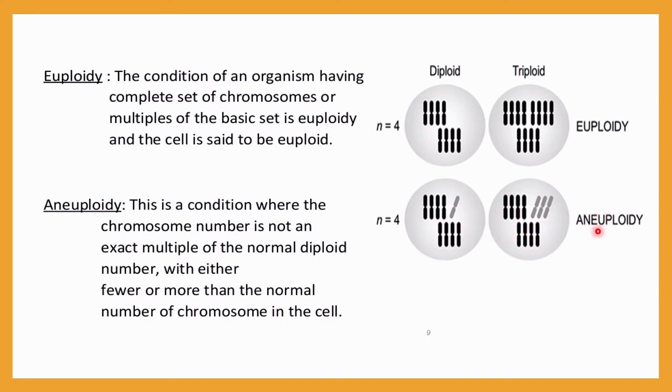This condition is aneuploidy, because not all chromosomes are duplicated or have extra copies. Only one or two of them may have extra copies, and such a thing is called aneuploidy. This is the condition where the chromosome number is not an exact multiple of the normal diploid number, with either fewer or more than the normal number of chromosomes in the cell. So this is the basic difference between euploidy and aneuploidy.